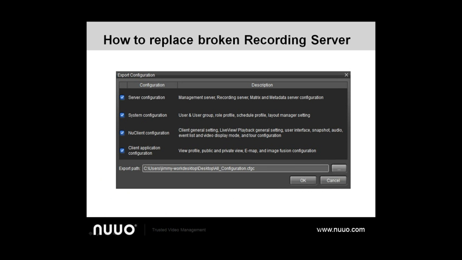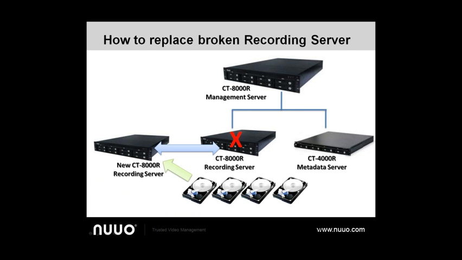Before replacing the recording server, please make sure that you have exported the old system configuration, because it will be more convenient to recover the system by importing a previous backup configuration. After exporting the old system configuration in the new client config page, please shut down the old recording server and then move all volumes from the old recording server to the new recording server. Then turn on the new recording server with the power button.